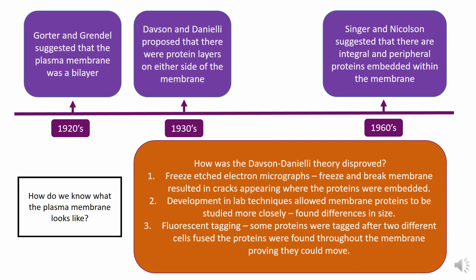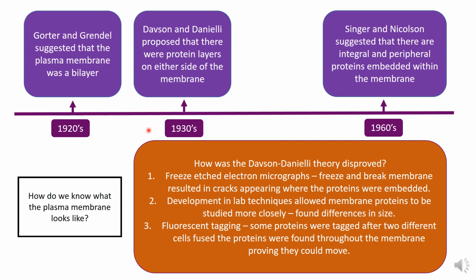We've also here got a timeline of the development of the theory of the membrane model. Now, initially, Gorter and Grendel suggested that the plasma membrane was a bilayer, and we do now agree that the membrane is a bilayer, but they were the first people to suggest that. That was in the 20s.